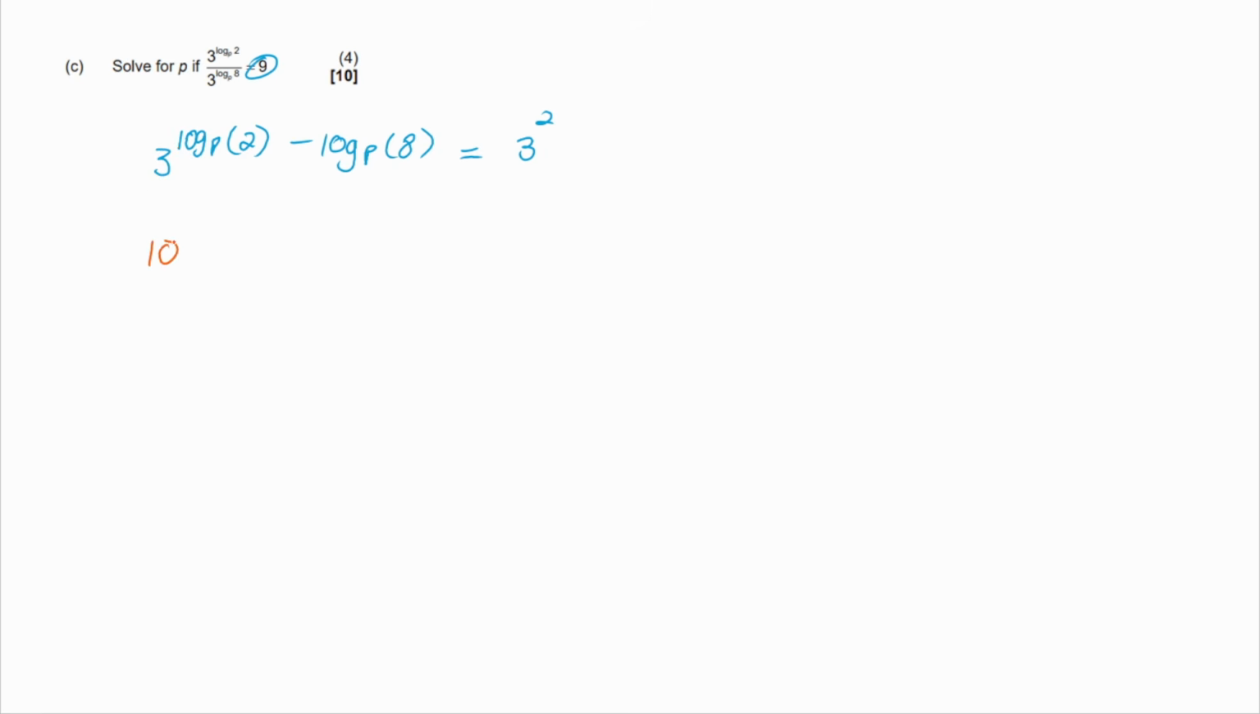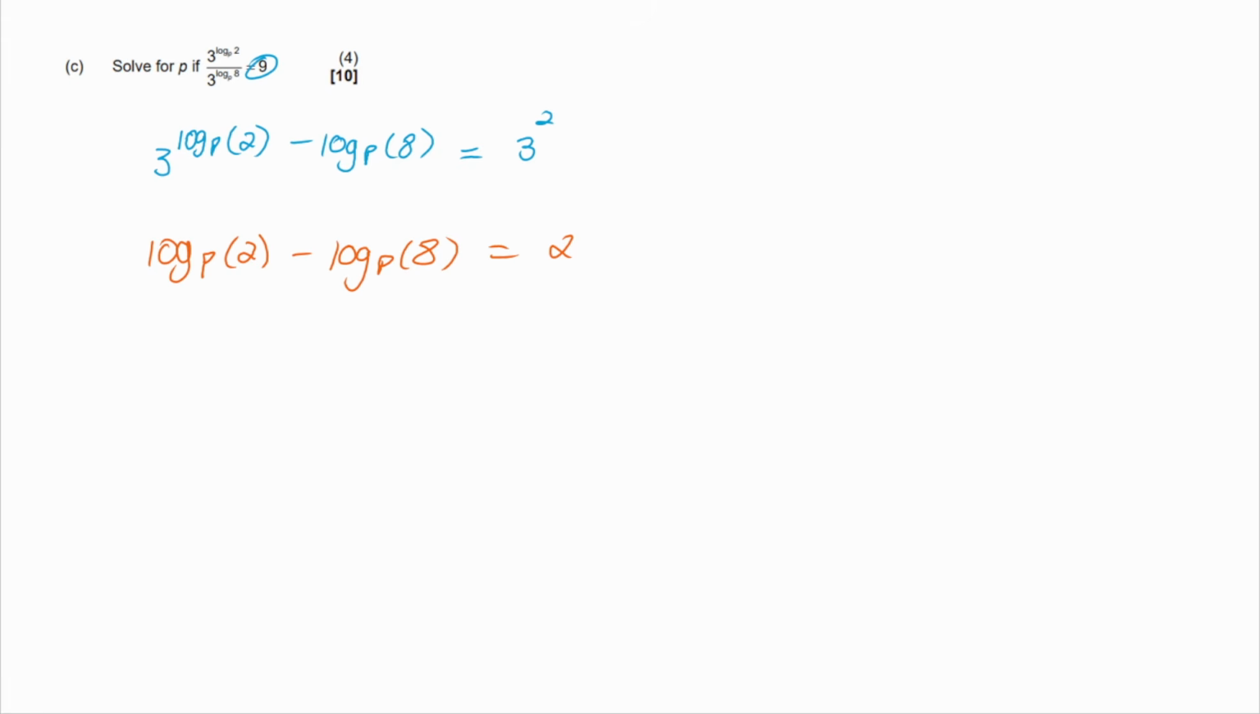So we have log_p of 2 minus log_p of 8 is equal to 2. Just a normal exponential equation over here. But the thing is now, when we minus logs, we divide the things in the middle. So when it's a minus, we divide them. Let me show you what I mean.